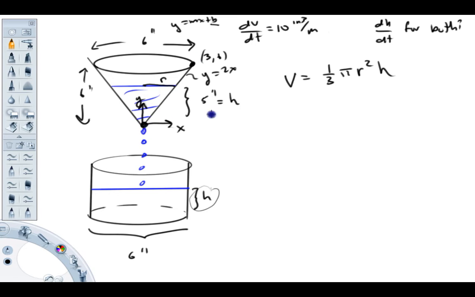Now, getting back to h and r, the y is the h, and the r is the x. So the relationship between r and h is h equals 2r. Because what we're looking for is dh/dt, we want to eliminate r. So r is equal to h over 2. And I'm going to rewrite this equation: pi over 3 times r, which can be written (h over 2) squared, and again times h.